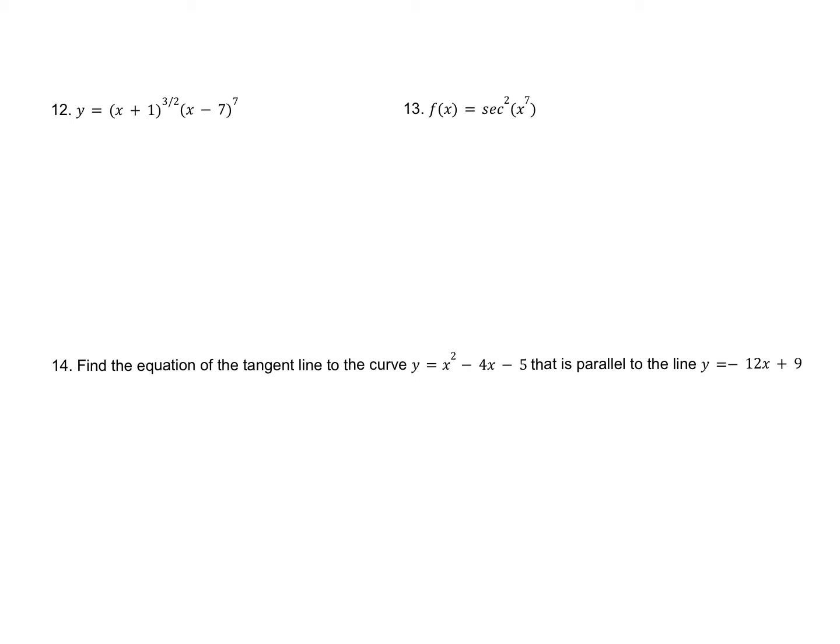All right, let's look at a couple more derivatives. On number 12, we have two things multiplied. So the first thing I would see is this is going to be a product rule with f and g. So we have f prime g plus g prime f.